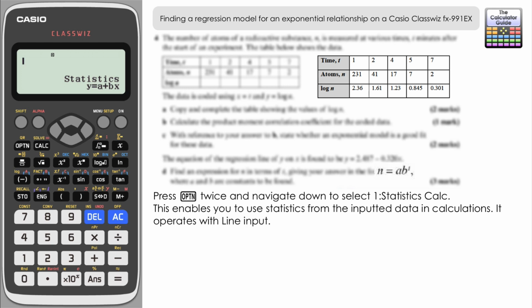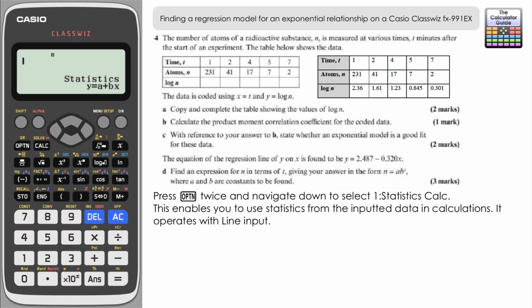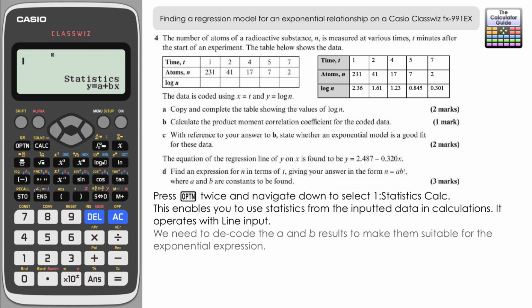Because we now know that the exponential model is a good fit for the relationship between the time and the atoms, what we're going to have to do is uncode the A and B values that we found for the equation of the regression line, all the ones that are given here, so that we can get the A and B part of this exponential relationship.